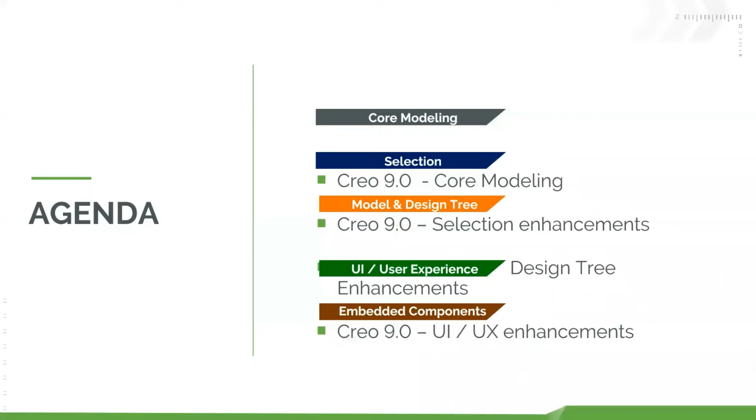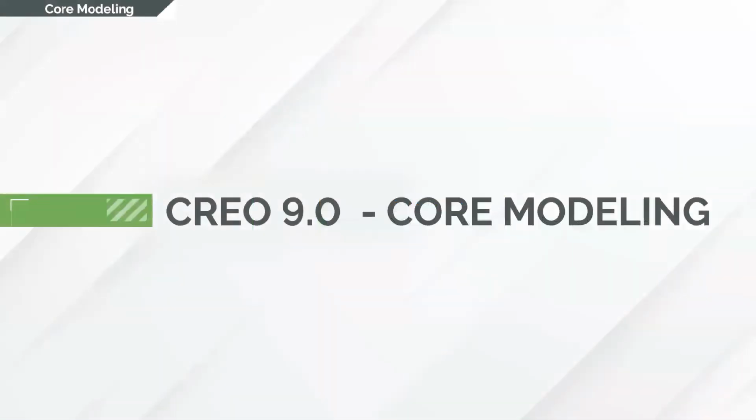So on today's agenda, we're going to be looking at CREO 9 and the core modeling. We'll look at some of the selection enhancements. We'll look at the user interface and user experience with the design tree enhancements. And that will also include some of the user interface changes or enhancements in the sketcher. We'll look at some things that they've improved when it comes to offsets and projections, etc. So let's go into the core modeling.